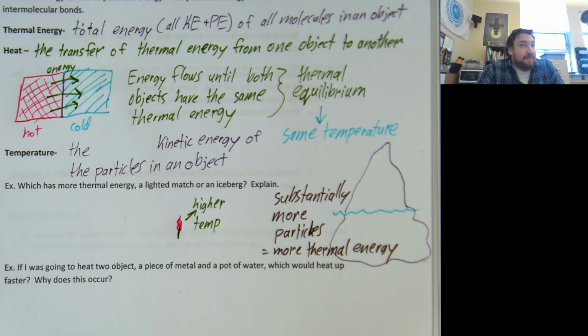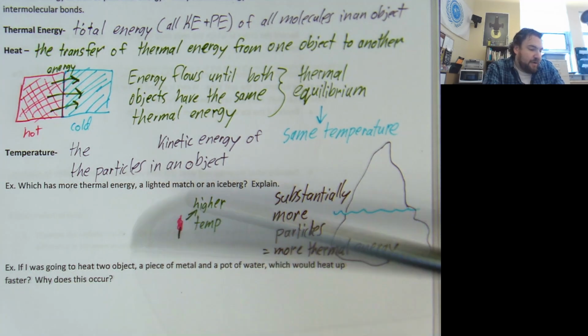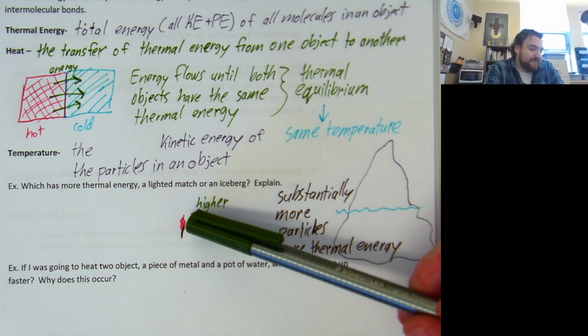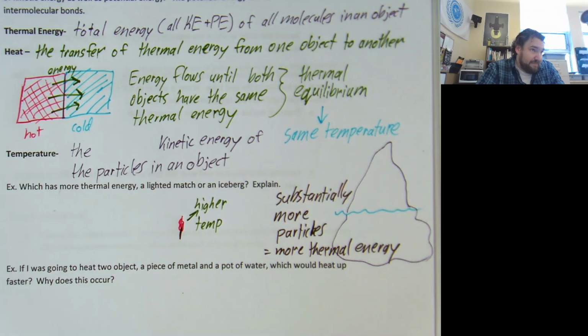What can you do mathematically to get a higher value from a smaller number of things? There's less particles here. We're measuring less about them. What can we do? So it has a lower temp.